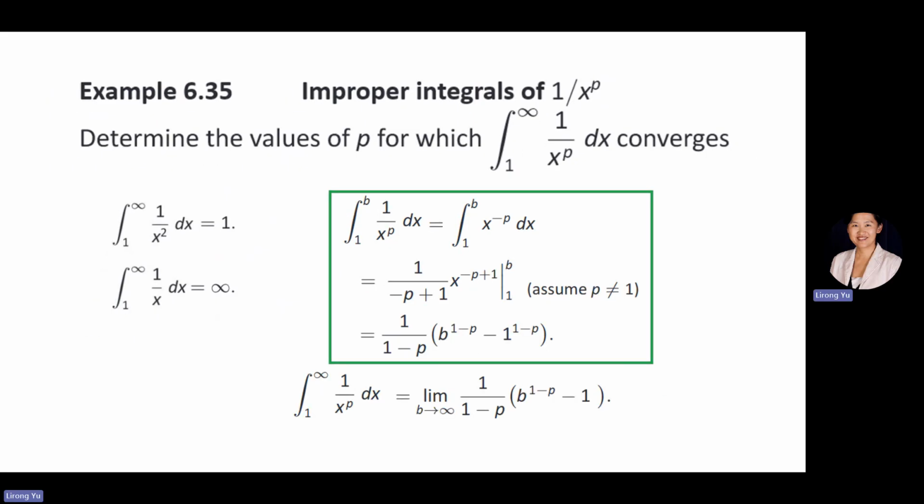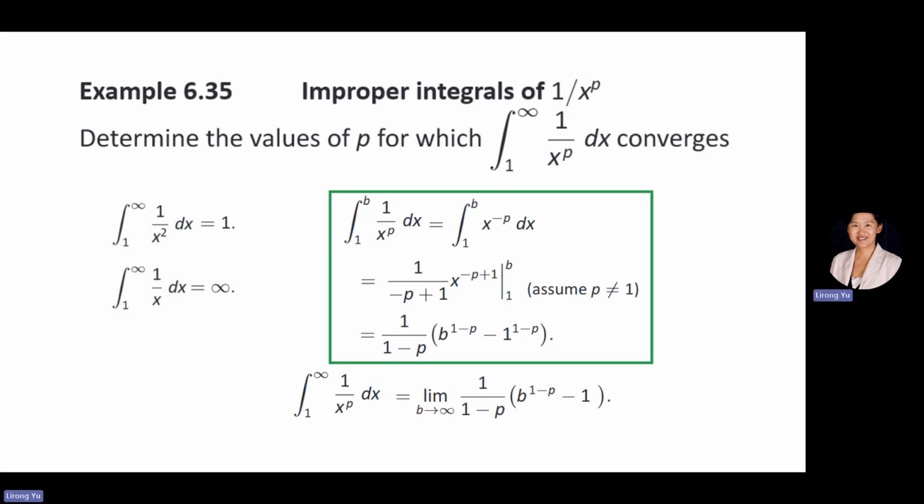Now, to calculate this integration, we have to make b equal to infinity because the upper limit is not a b, it's infinity. So if b equals infinity, what happens? We need to know 1 to the 1 minus p power. That's just 1, but b to the 1 minus p power, we have to study it. It will be affected by the 1 minus p.